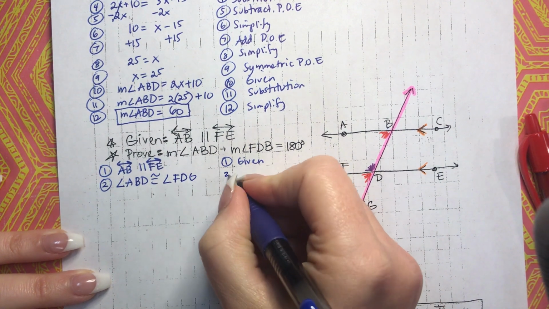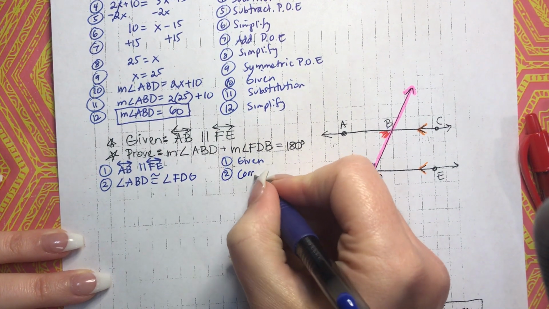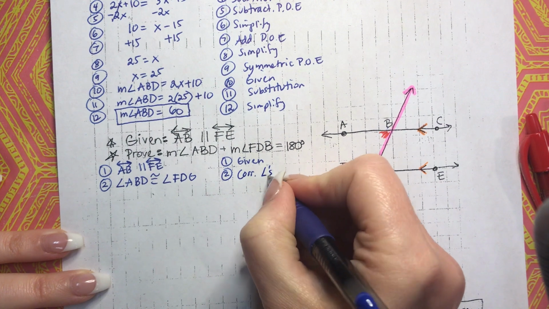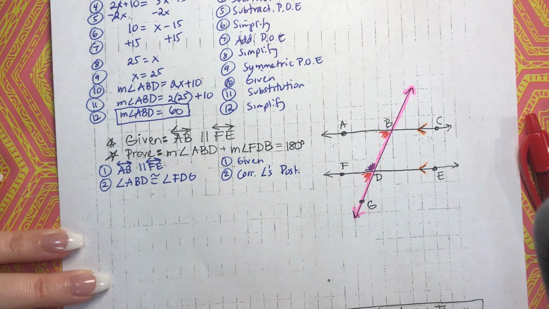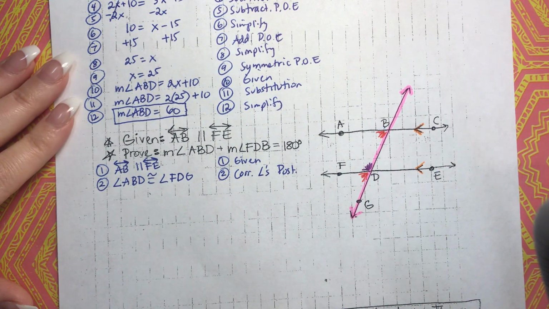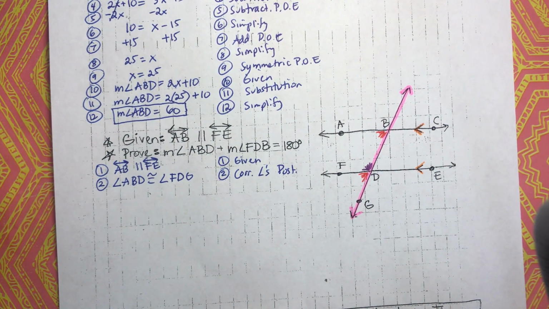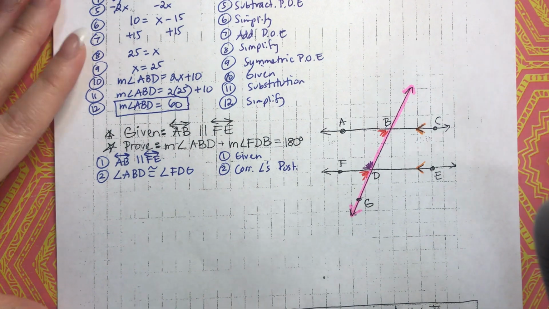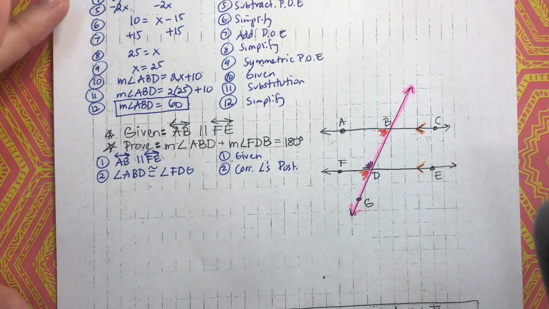Okay, and these are congruent by the corresponding angles postulate. All right. Now, what I know is that I'm trying to come up with something that's equal to 180 degrees, right? That means they're supplementary. So do you guys see anything here?